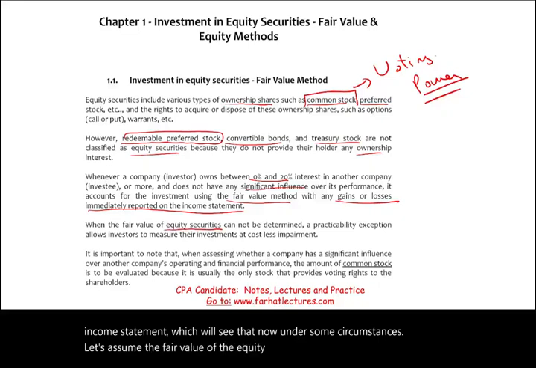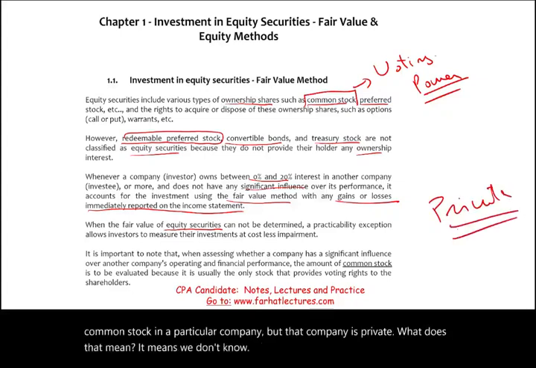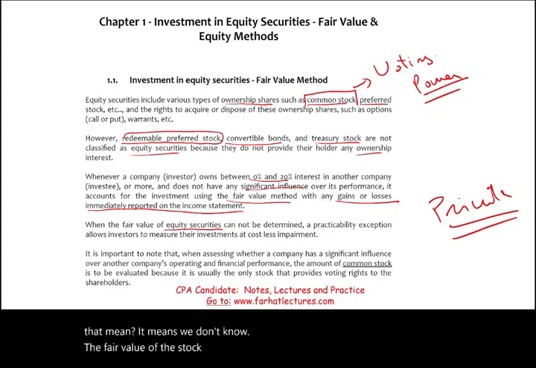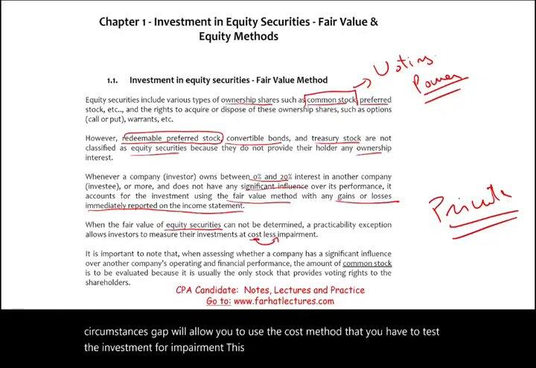Let's assume you own common stock in a particular company, but that company is private. What does that mean? It means we don't know the fair value of the stock. If it's a public company, it's easy. Under those circumstances, GAAP will allow you to use the cost method, but you have to test the investment for impairment. This is if you cannot practically find the fair value of the investment.